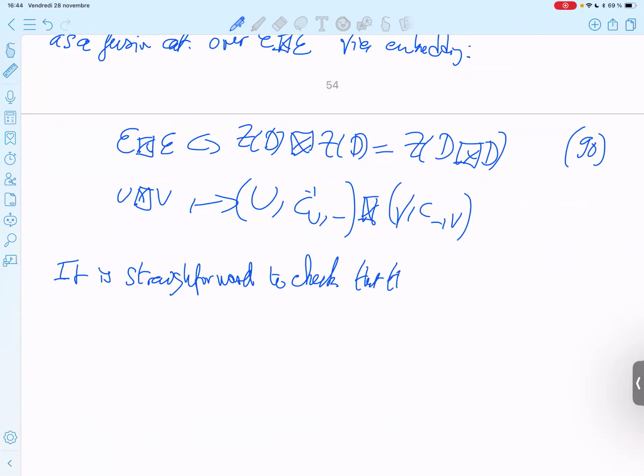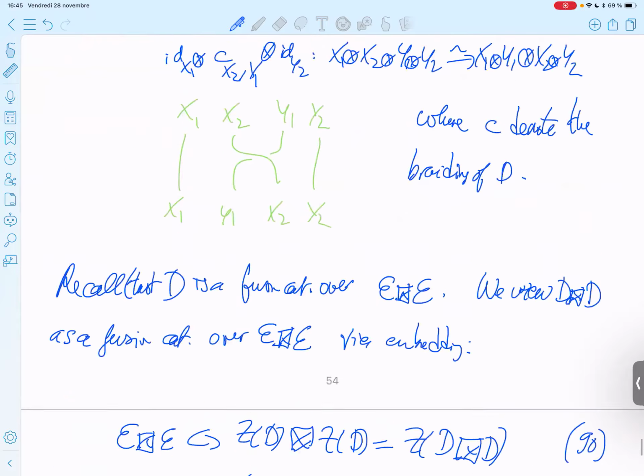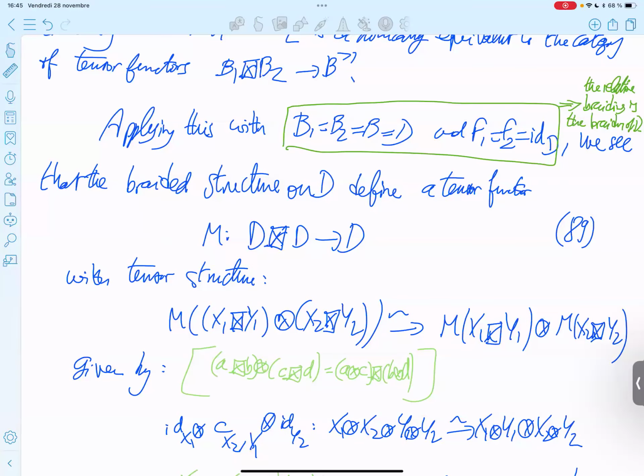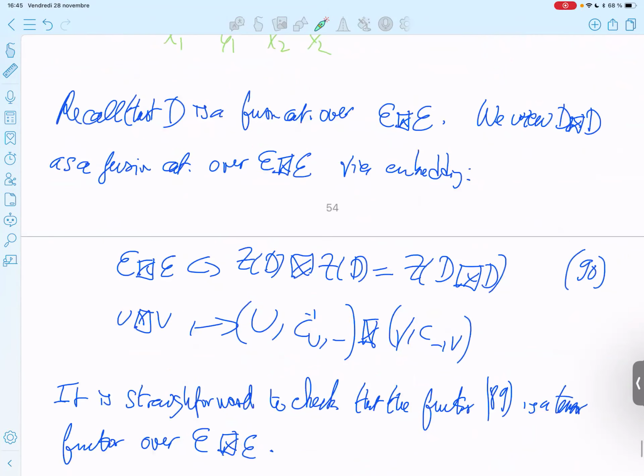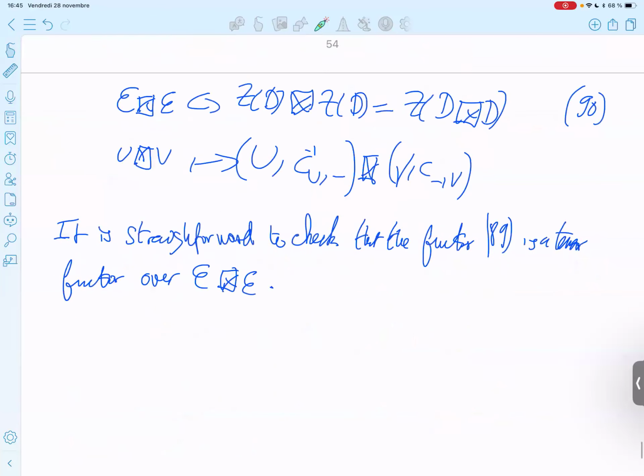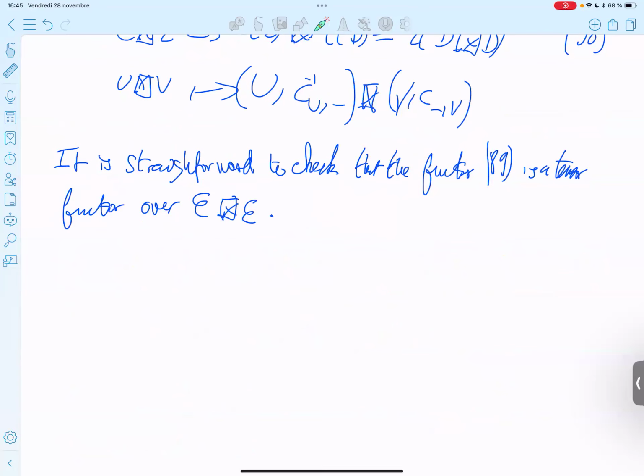that the functor 89 is a tensor functor over that. So this is a tensor functor, that's okay, but why is it a tensor functor over this additional structure? So let me explain as quickly as possible some idea regarding that.